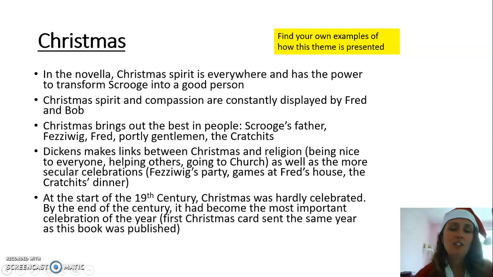And at the start of the 19th century, a little bit of contextual knowledge, Christmas was hardly celebrated. Remember that this book was written towards the end of that period, in 1843, but it had become the most important celebration by the end of the year. And in fact, A Christmas Carol is a tradition. The Victorians started using it as a starting point to celebrating Christmas, really. They attended Charles Dickens' public readings, they read it themselves, and I think it was quite influential in the way that we celebrate Christmas now. In fact, as I put on the PowerPoint, look, the first Christmas card was sent the same year as the book was published, so it was showing the movement towards the way that we celebrate Christmas now.